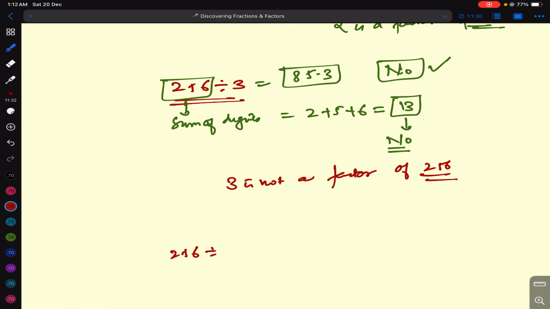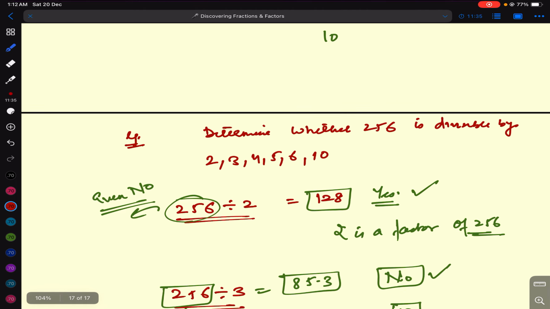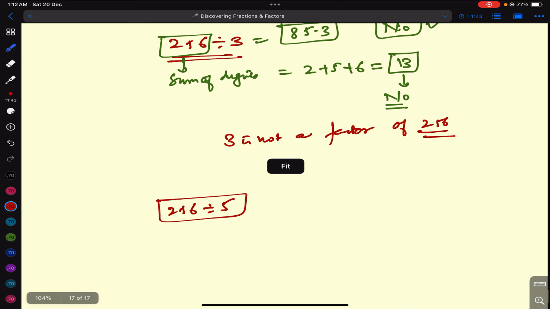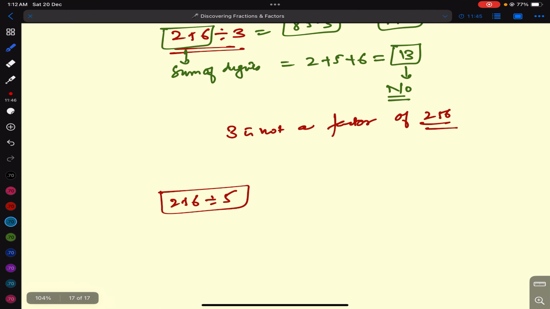Next is 256 divided by 5. Now when it comes to 256 divided by 5, what was the rule of 5? If the last digit of the numerator is 5 or 0, then the number is divisible by 5. So is the last digit 5 or 0? If you check the last digit here, it is 6, right? Not 5 or 0, right? So here it is again a no. Clear?